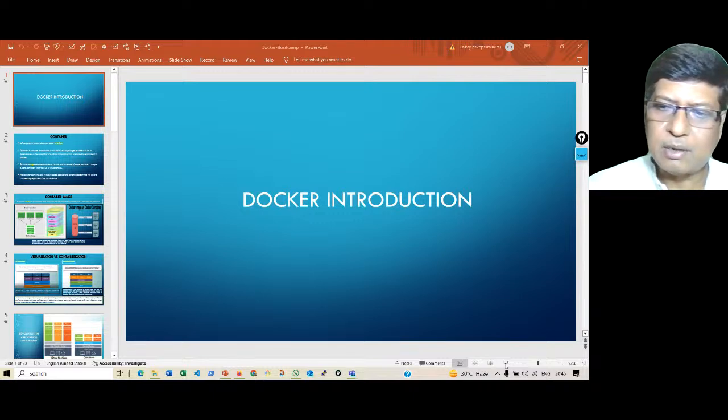Let us start. I will not go into too much detail of Docker because we actually do that in our main course.